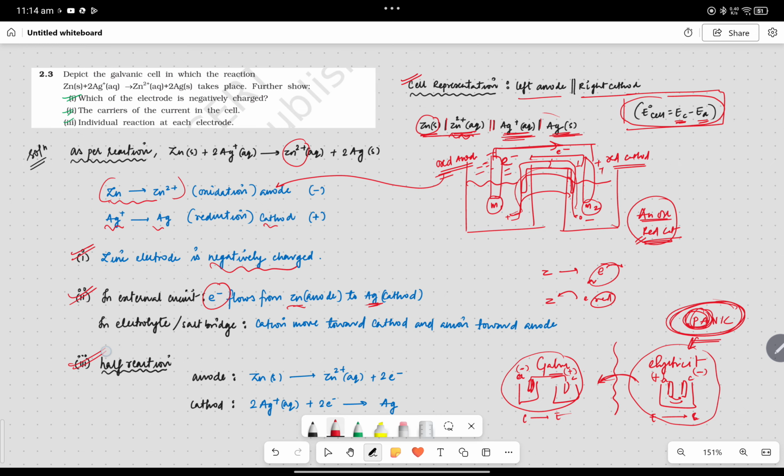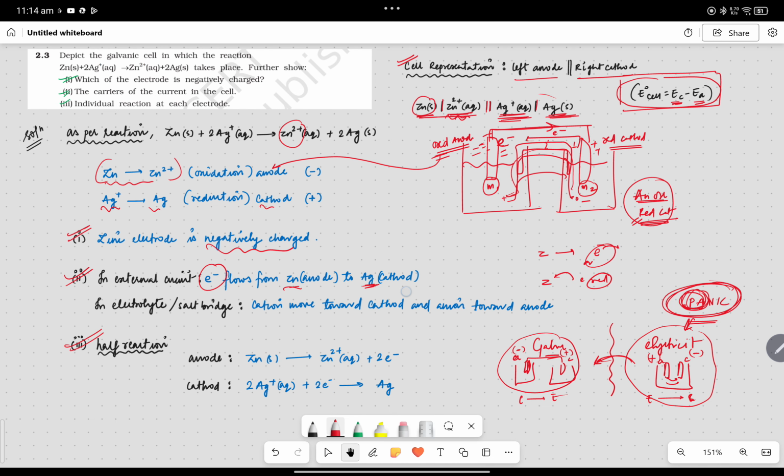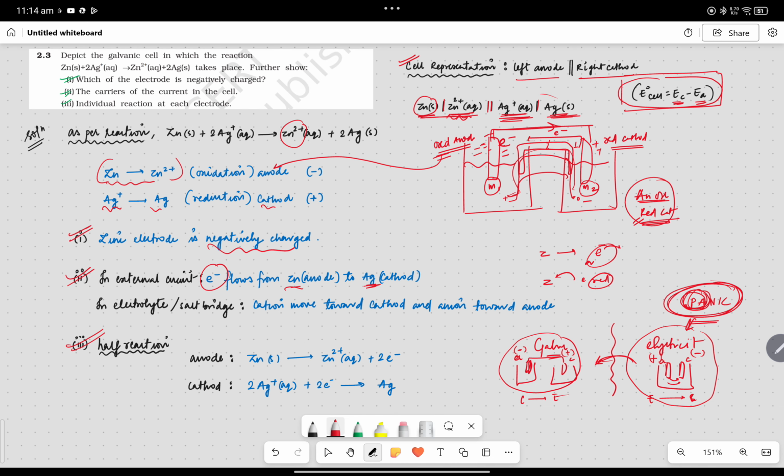And in the third question, what they have asked is to write the individual reaction at each electrode. So they want to know the half reactions. For the anode, oxidation is occurring of Zn: Zn solid becomes Zn2+ aqueous plus 2 electrons. And at the cathode, what is happening? 2 Ag+ aqueous is gaining 2 electrons and becoming Ag solid, right?